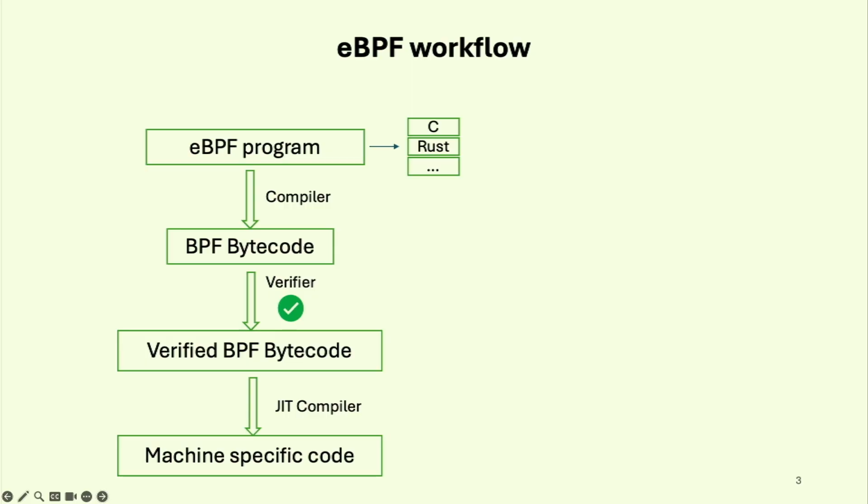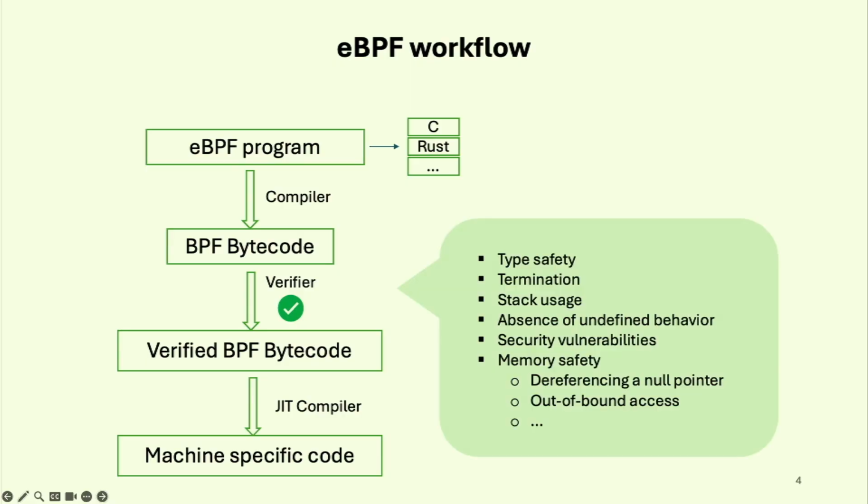And on this BPF bytecode, there is a verifier. As we all know, the kernel is a critical part of the operating system, so the verifier checks for various safety properties. For example, it checks for type safety, it checks for termination, it checks for stack usage. For example, an eBPF program has a bounded stack limit of 512 bytes. So the verifier checks for it, and then the absence of undefined behavior, some security issues, and not the least, memory safety, for example, dereferencing a null pointer, out of bound access, and so on.